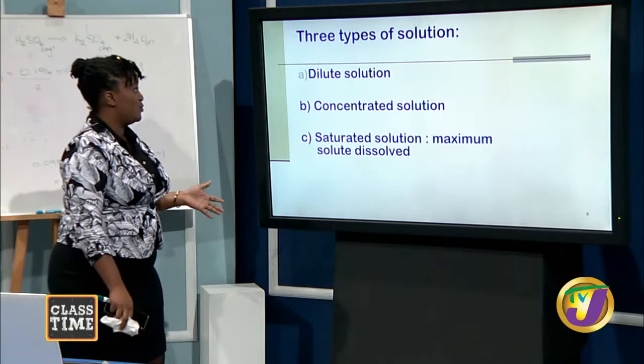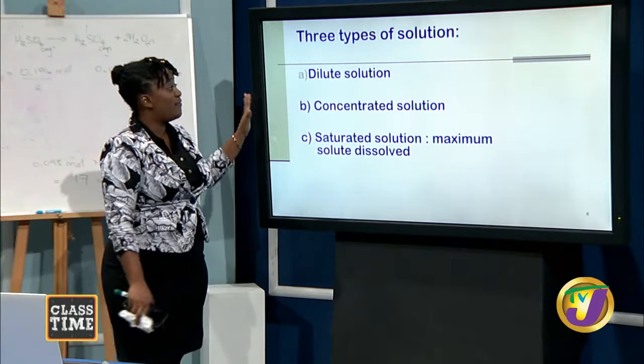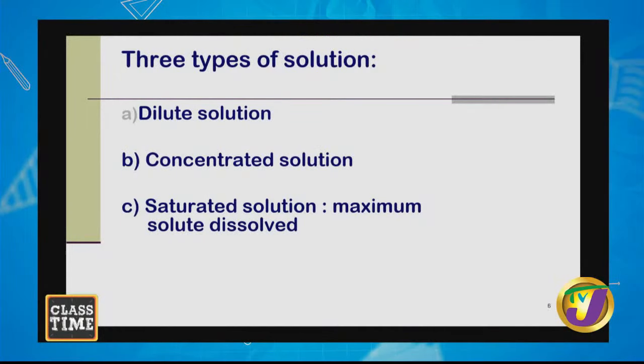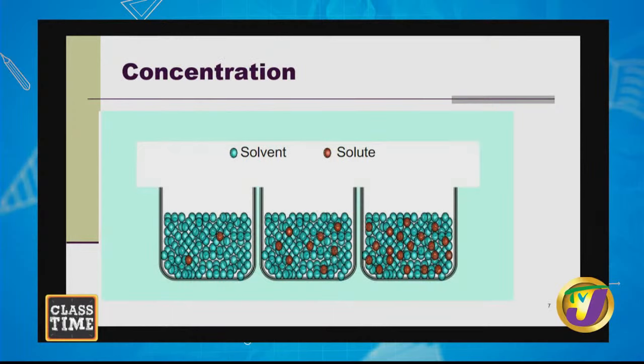There are three types of solution. We have dilute solution, we have concentrated solution, and of course we have a saturated solution. Saturated solution just means that the maximum solute is dissolved in the solvent. All right, so we're going to focus on concentrated solutions. So here is a visual for visual learners. Here we have our solvent being blue and our solute in red. Okay? So here, which of these would you think is a dilute solution and which would you think is a concentrated solution?